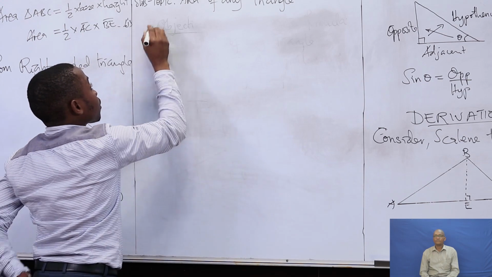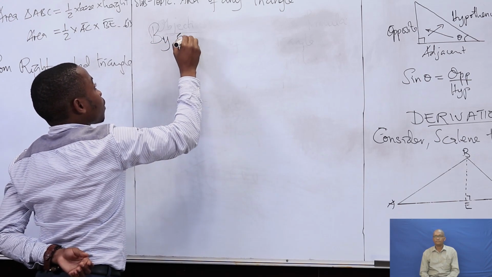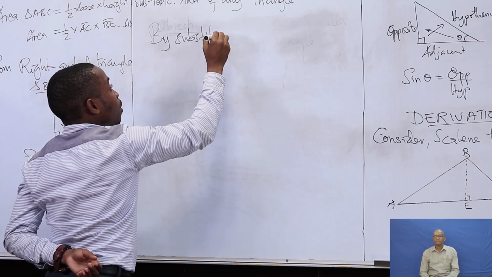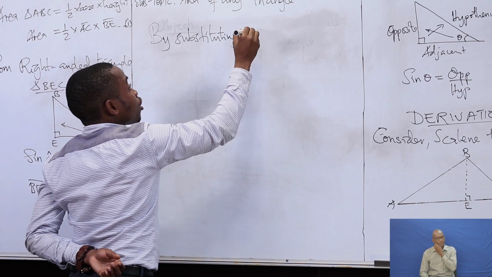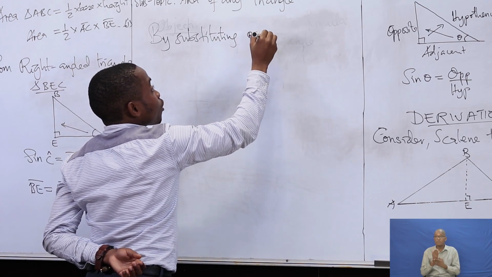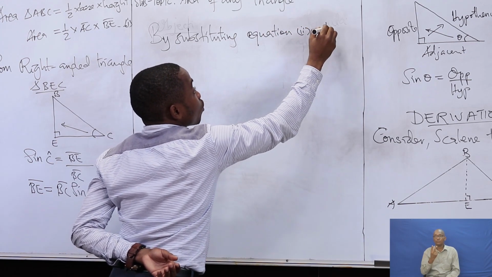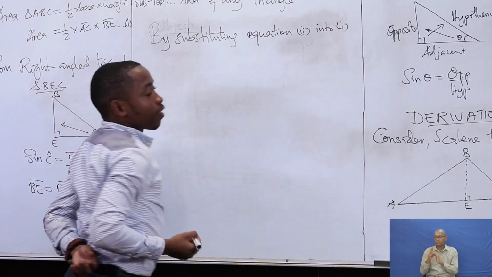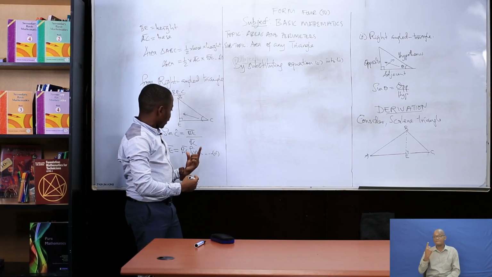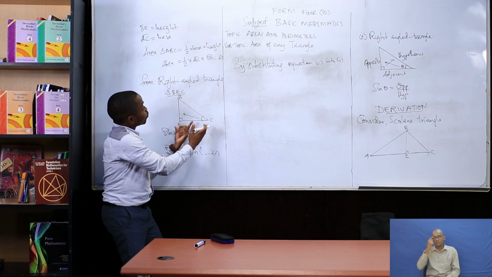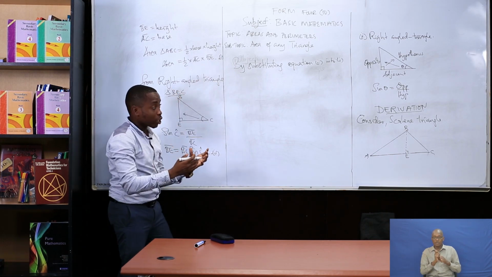By substituting equation 2 into 1, the first equation. If we take the second equation, this one, and we substitute it in the first equation, what are we going to get?